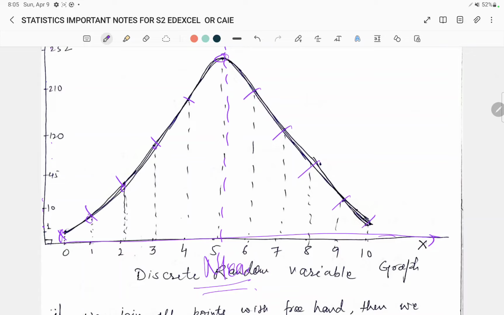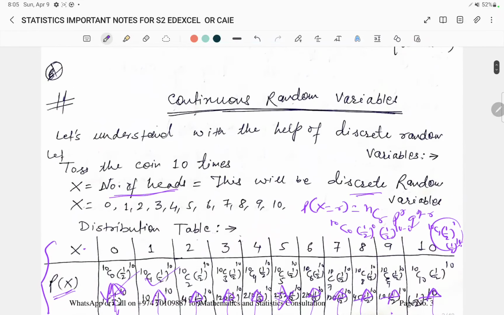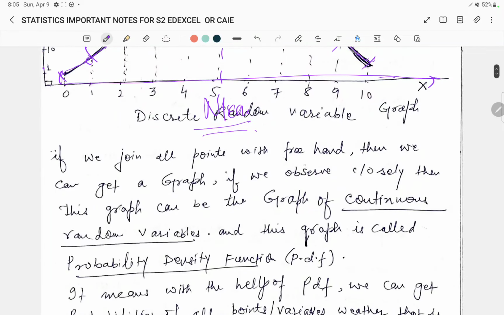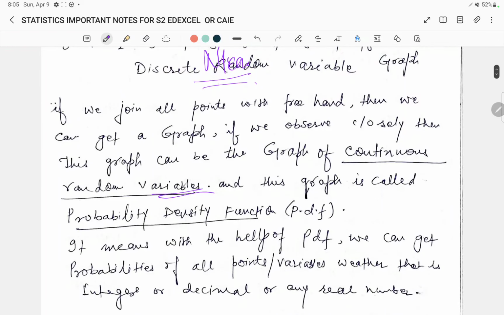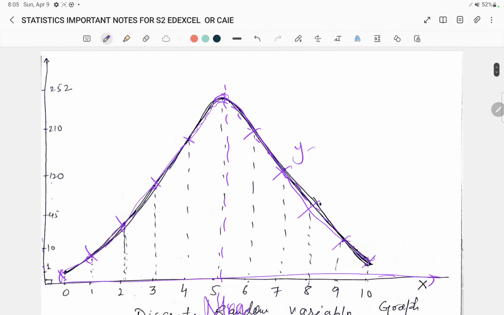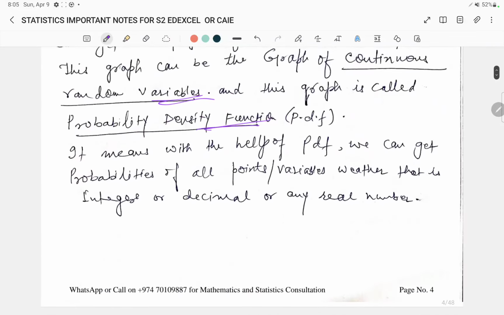But if you join all these points by a smooth curve, then you will get this curve, right? This was the discrete random variable, but this curve will give you the continuous random variable's curve. If we join all points freehand, we can get the graph, and we observe closely. This graph can be the graph of a continuous random variable, and this graph is called the probability density function. Yes, this is a function, y is equal to PDF, probability density function.